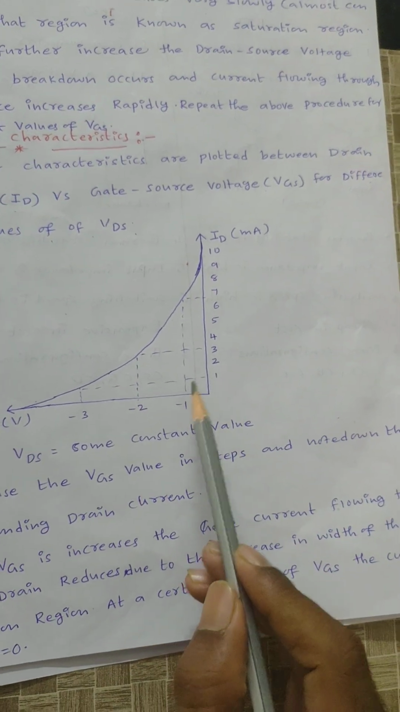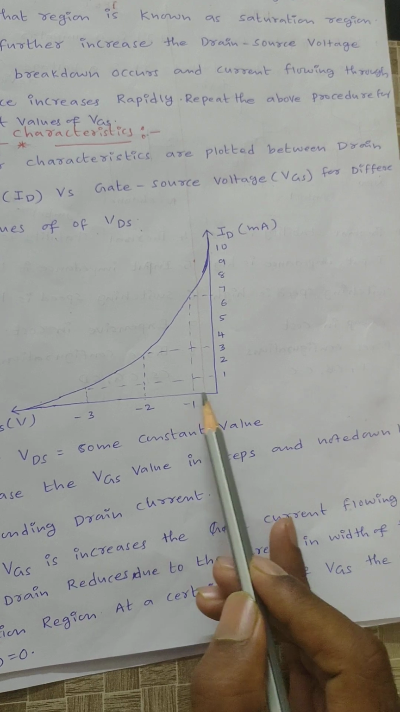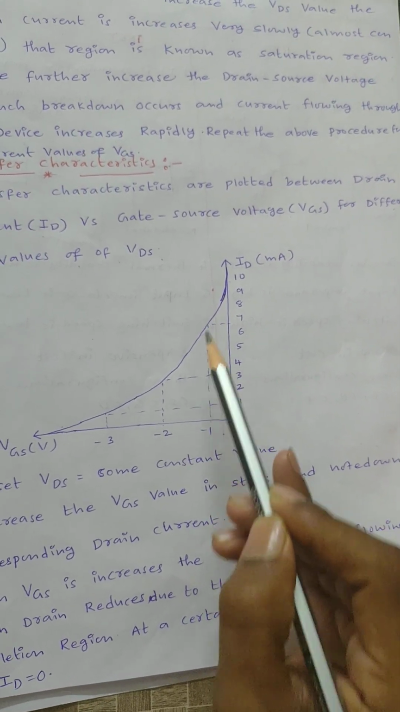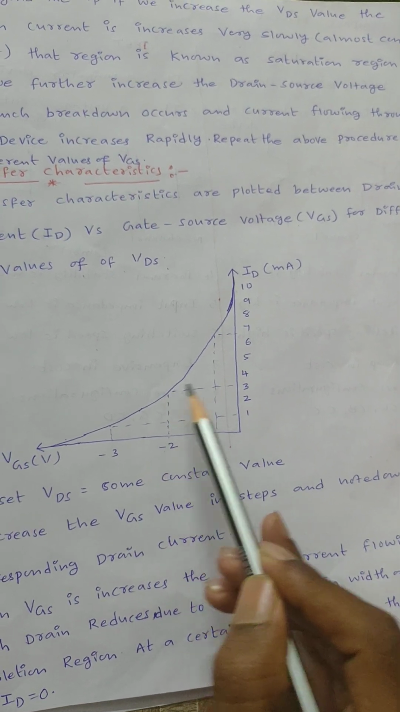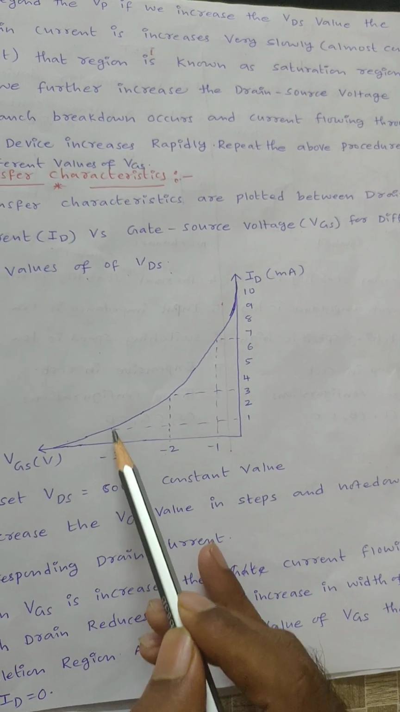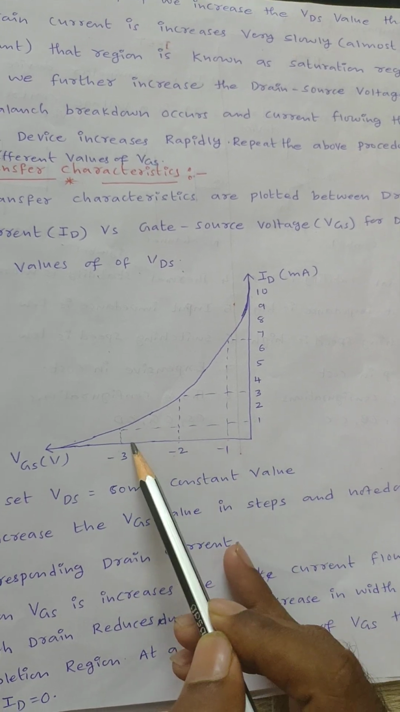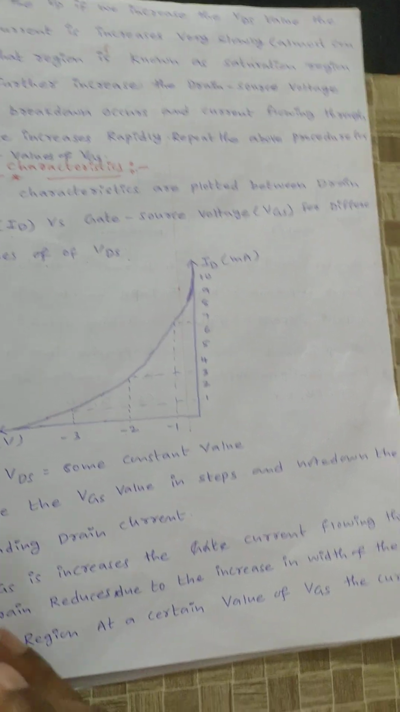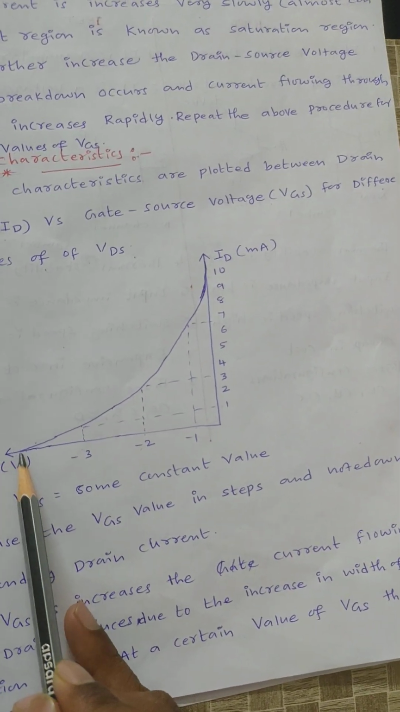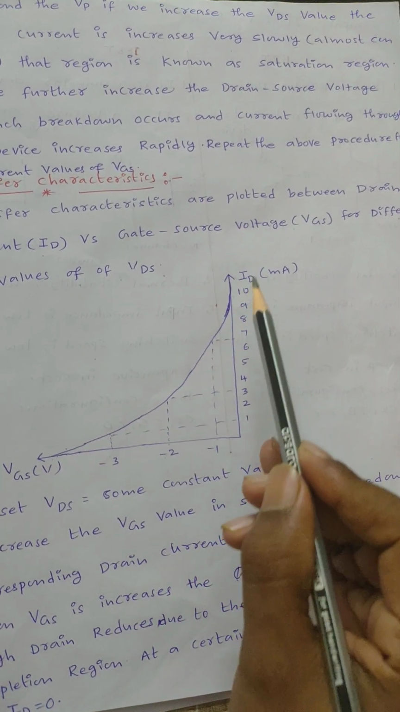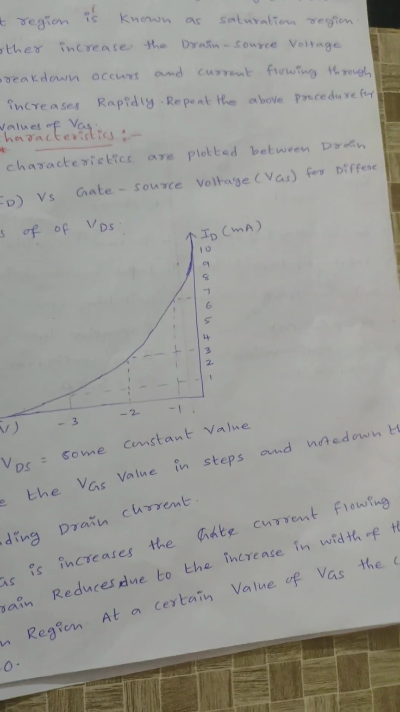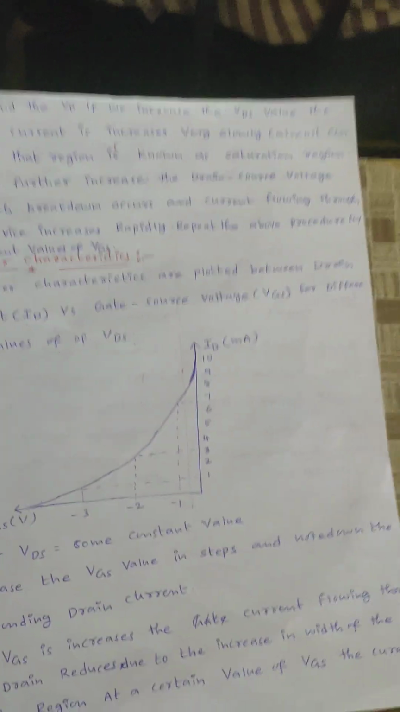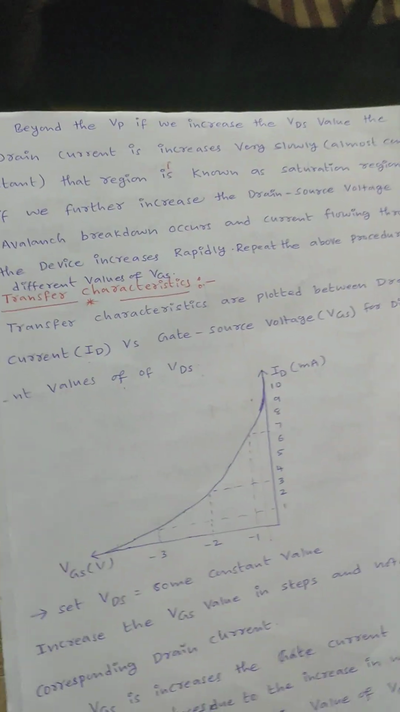From this VI characteristics, when VGS is equal to -1 volt, the current will be 7 milliamperes. VGS equal to -2, the current will be 3 milliamperes. VGS equal to -3 volts, the current will be 1 milliampere. At a certain potential, the channel will be completely closed and the current flowing through the FET will be 0. These are the transfer characteristics of a JFET. This is a very important question from the examination point of view.